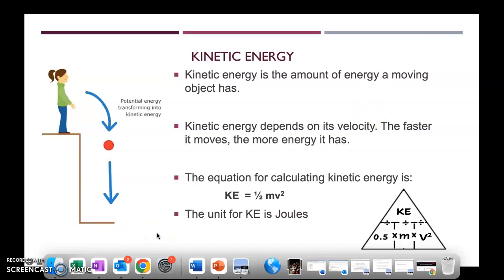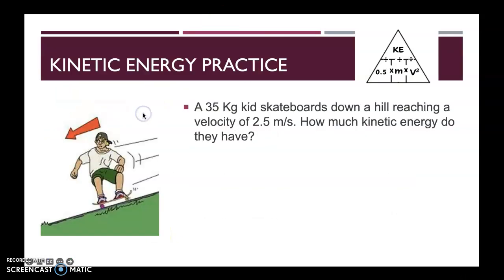All right, so let's look at an example problem here. We have a 35 kilogram kid skateboarding down a hill, reaching a velocity of 2.5 meters per second. How much kinetic energy do they have? Well, we have the mass is 35, and we have velocity is 2.5 meters per second. So I'm going to plug that into my equation. Kinetic energy is 0.5 times 35 times 2.5 times 2.5, that's my velocity squared, which gives me a total kinetic energy of 109.38 joules.